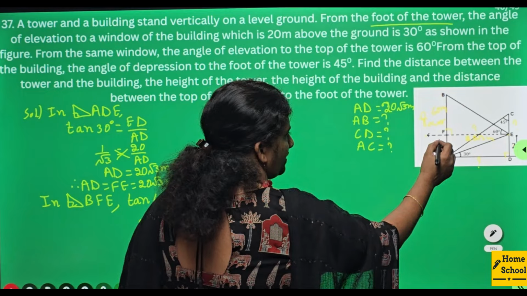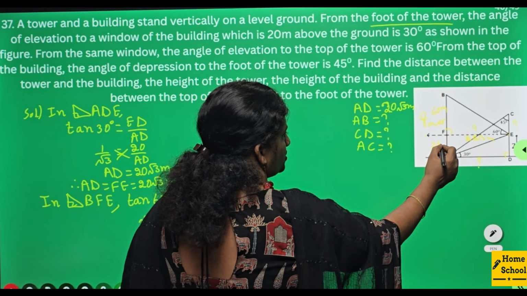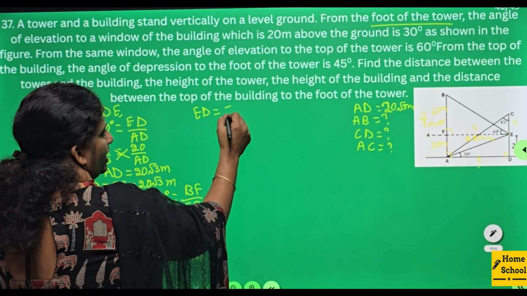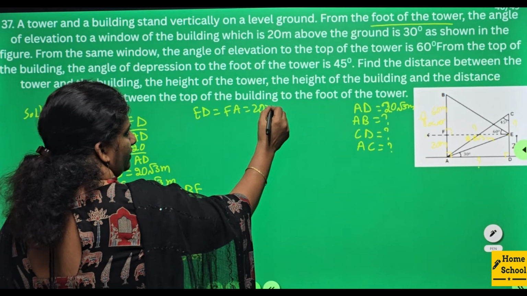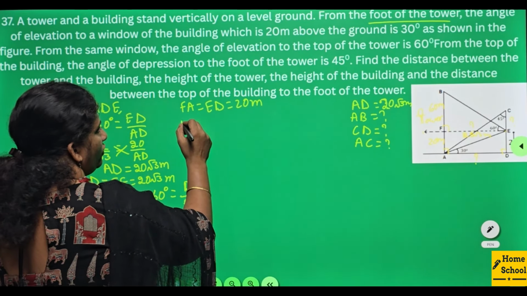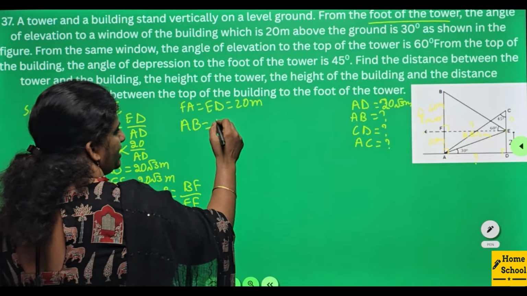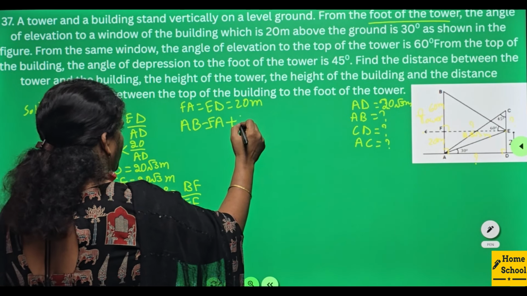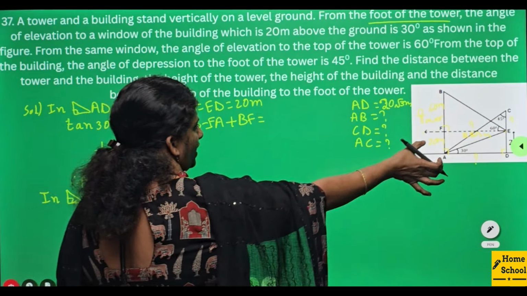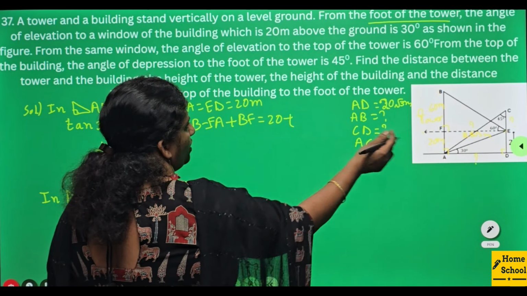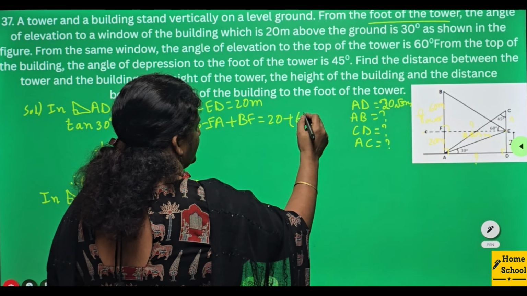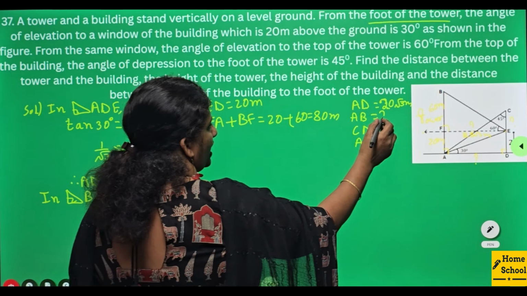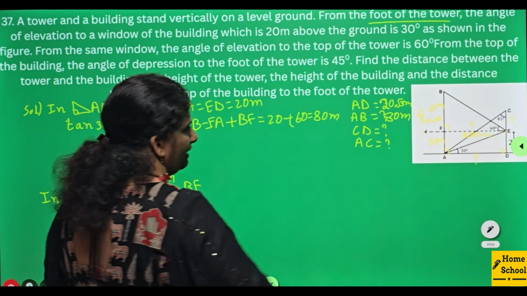And we know ED is 20. That means FA is also 20 meters. Write that one. We know ED is equal to FA is equal to 20 meters. We need the height of the tower. Height of the tower is AB. AB is equal to FA plus BF. What is FA? We got it is 20. And what is BF? BF is 60. 60 plus 20 is 80 meters. Therefore, the height of the tower AB is equal to 80 meters.